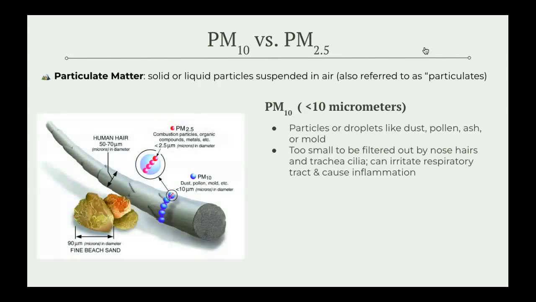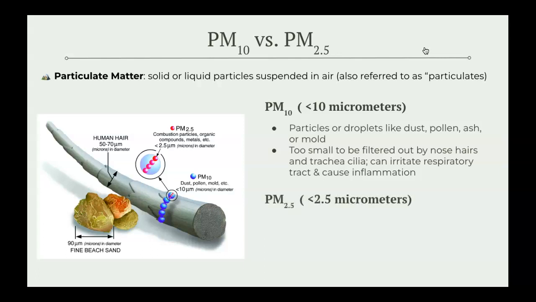For reference, a single human hair is like 50 to 70 microns. And when we're talking about PM10, we're talking about any particles that are less than 10 microns, so significantly smaller than the diameter of a human hair.